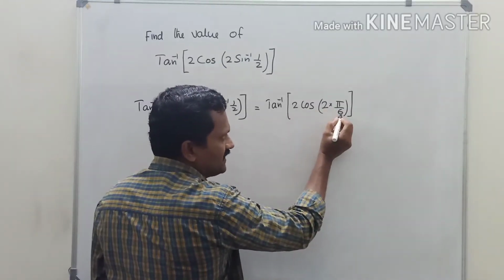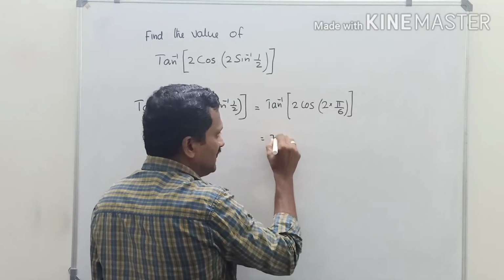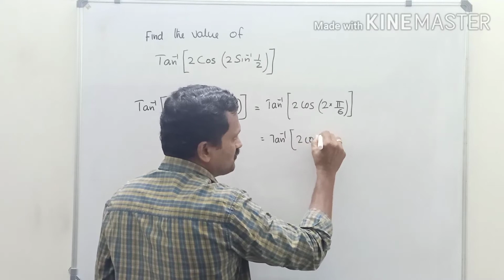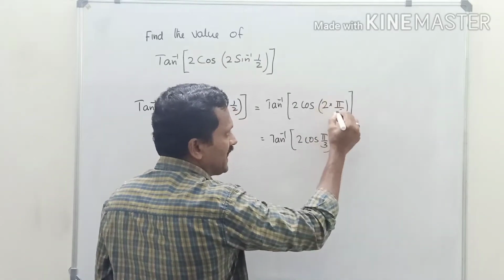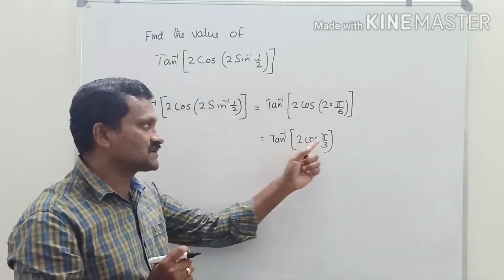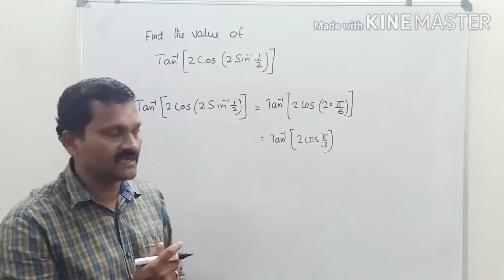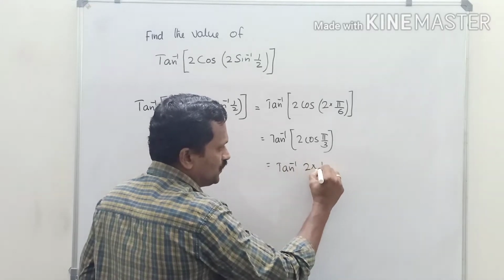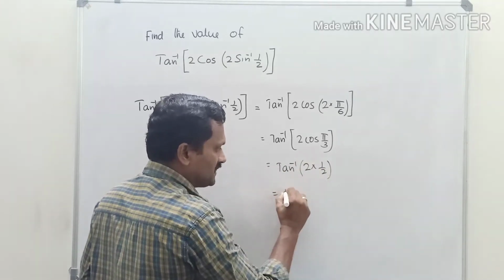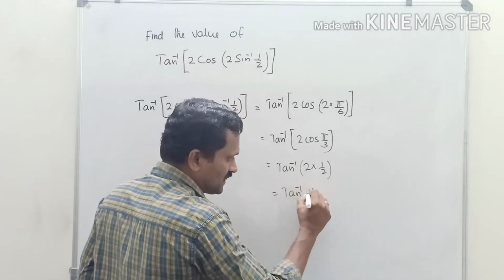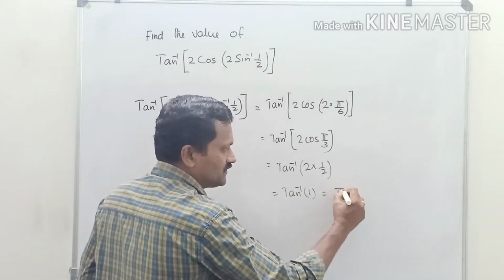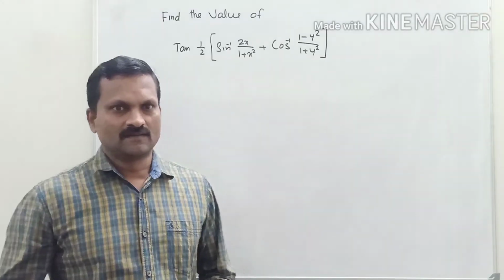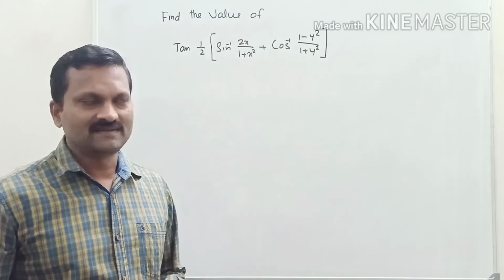Now 6 and 2 get cancelled. Then it becomes tan inverse 2 cos pi by 3. What is cos pi by 3? Cos 60 is again 1 by 2. That is tan inverse 2 into 1 by 2, that is tan inverse 1. What's the value of tan inverse 1? That is pi by 4. We pass to the next question.